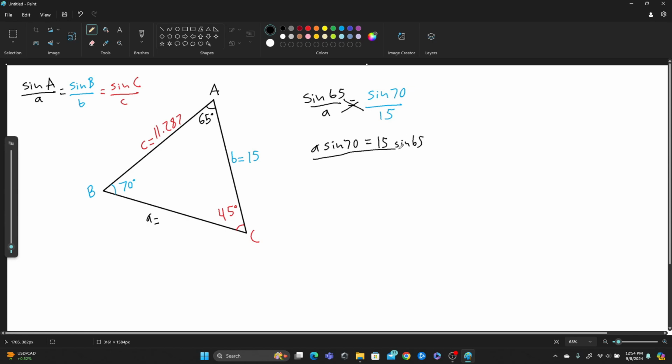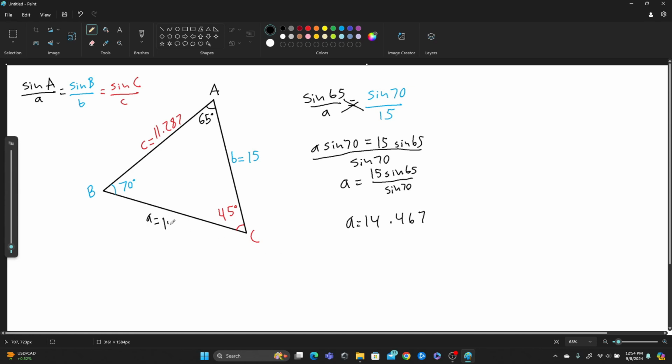Now let's divide both sides by sine 70, so we isolate A, because that's what we're trying to find. So A is equal to 15 times sine 65 over sine 70. Now we can plug that all into a calculator. We write 15 times sine of 65, and then we divide that by sine of 70 degrees, and that comes out to A equals 14.467.